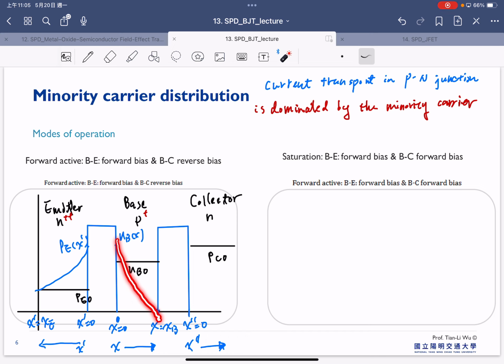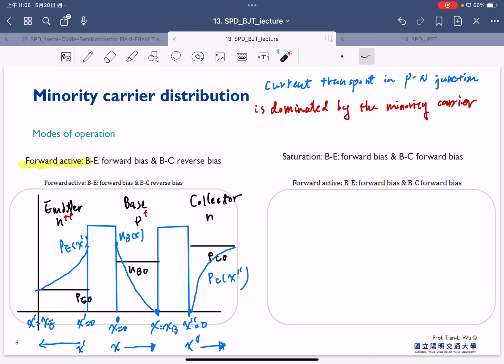And right now this is reverse bias, so therefore we can expect it also starts from 0, but now it will go back to the steady state. So that's PC, the minority carrier in the collector side with respect to the X prime coordinates here. So that's the case under the forward active.